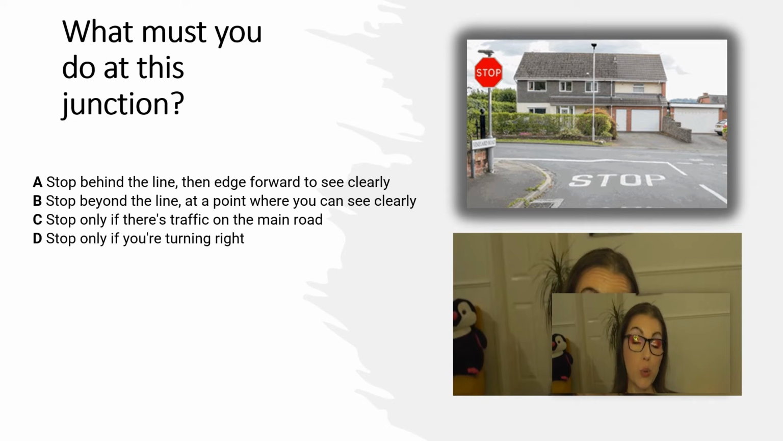What must you do at this junction? A. Stop behind the line, then edge forward to see clearly. B. Stop beyond the line at a point where you can see clearly. C. Stop only if there is traffic on the main road. Or D. Stop only if you are turning right.